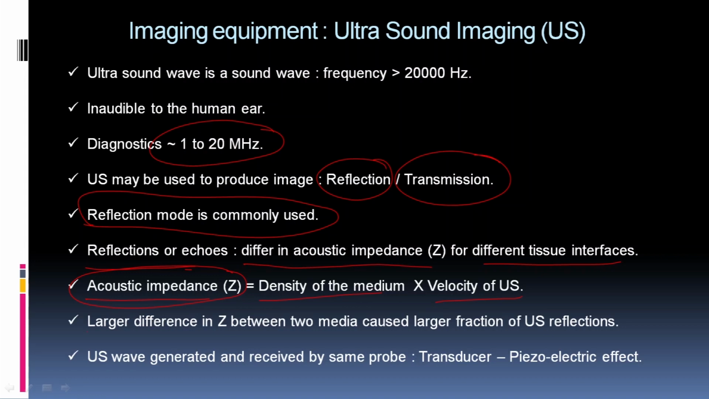Now, if there is a larger difference between two types of media, suppose lung and air, or lung and soft tissue, or bone and soft tissue, we get a large fraction of ultrasound reflection, and the ultrasound wave is generated and received by the same probe. The same probe, that is known as the transducer, generates the ultrasound and also receives the ultrasound by using the piezoelectric effect. It is a physical phenomenon by which the ultrasound is generated and the ultrasound signal is received.